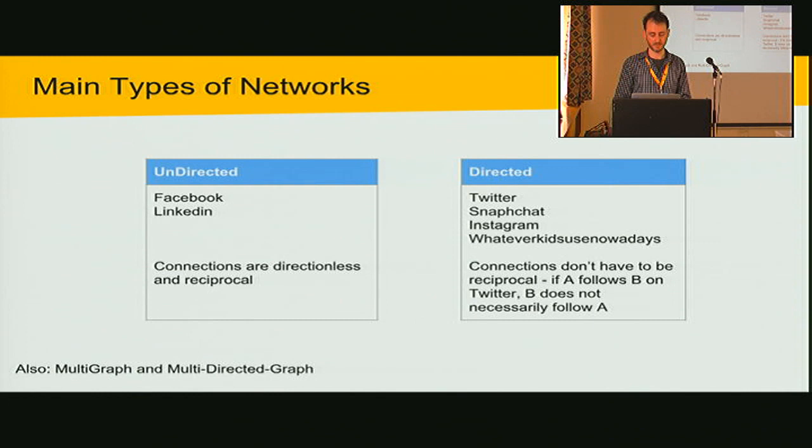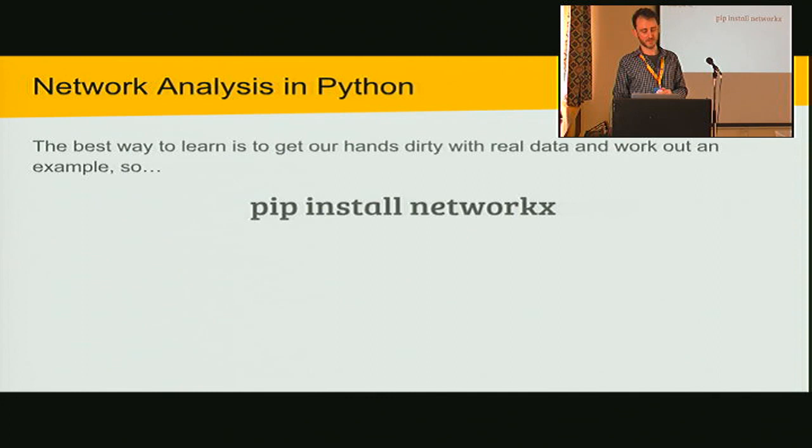And there are also multigraphs and multi-directed graphs, which basically means that there could be multiple connections between any two nodes. So if I send Marco messages on Messenger, then every message could be counted as one line. So that's a multigraph. Okay, so that was the brief theoretical introduction: points and lines.